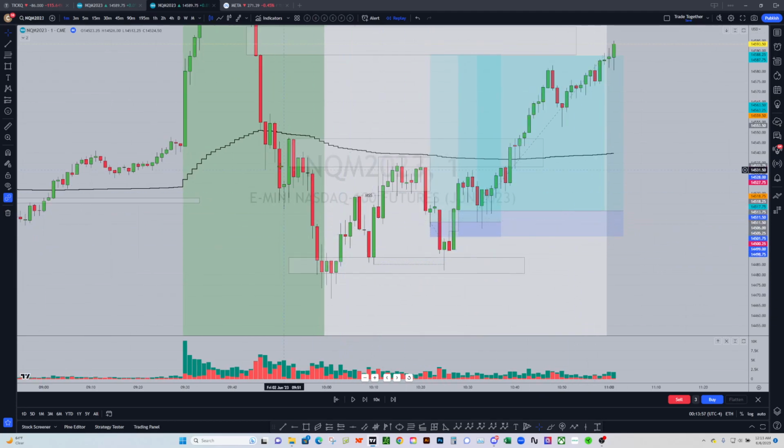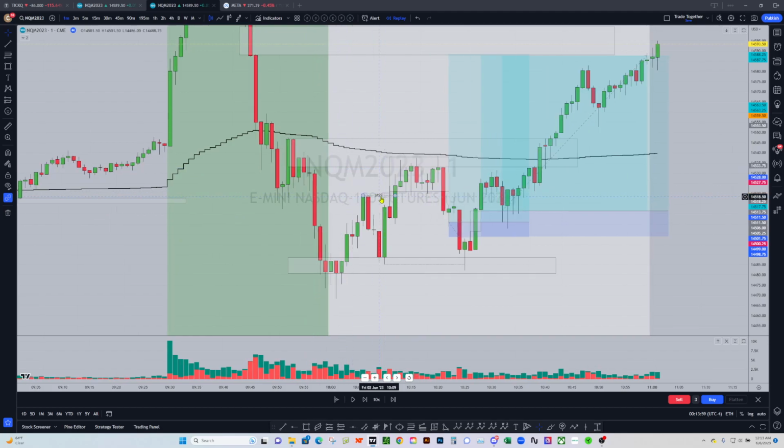write this down. We want to see a market structure shift, whether that's to the bearish or bullish side. We want to mark out any key balance areas that we have, and then a sharp move out of it, because that sharp move out of it is likely going to target the sell side or the buy side liquidity.